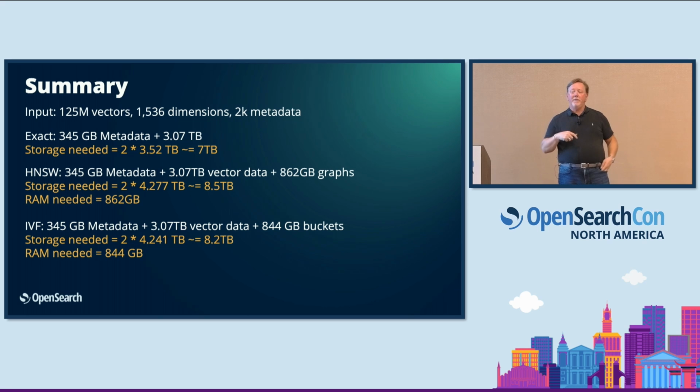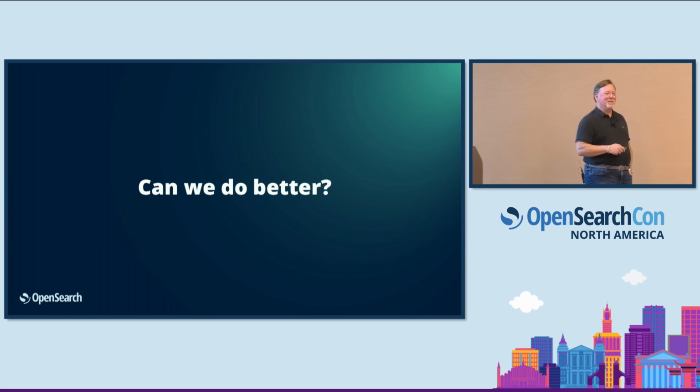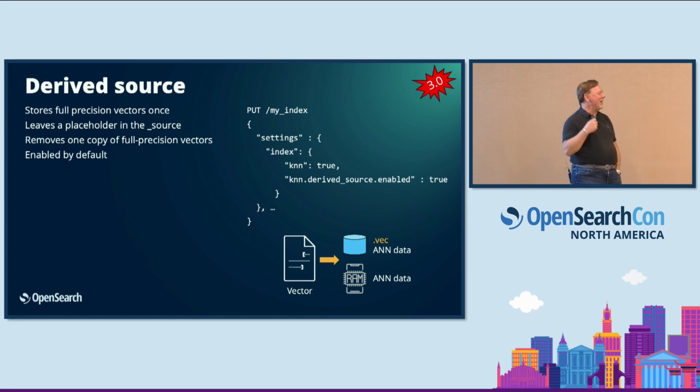To this point, it feels like that's a lot, right? Now, 125 million vectors is a lot of vectors, and 1,536 dimensions is a lot of dimensions. But these are the resource needs just in terms of storage if you're going to use these different methodologies. You might wonder, can we do better? Well, yes, we can. So let's talk about that.